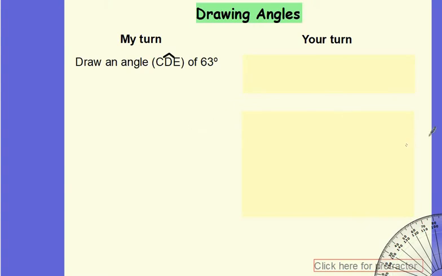Okay, Year 7, we're going to carry on with our work on angles. To start us off, I would like us to write the title Drawing Angles in your dark blue books. And when you've got that down, can I see pens down and eyes on me?